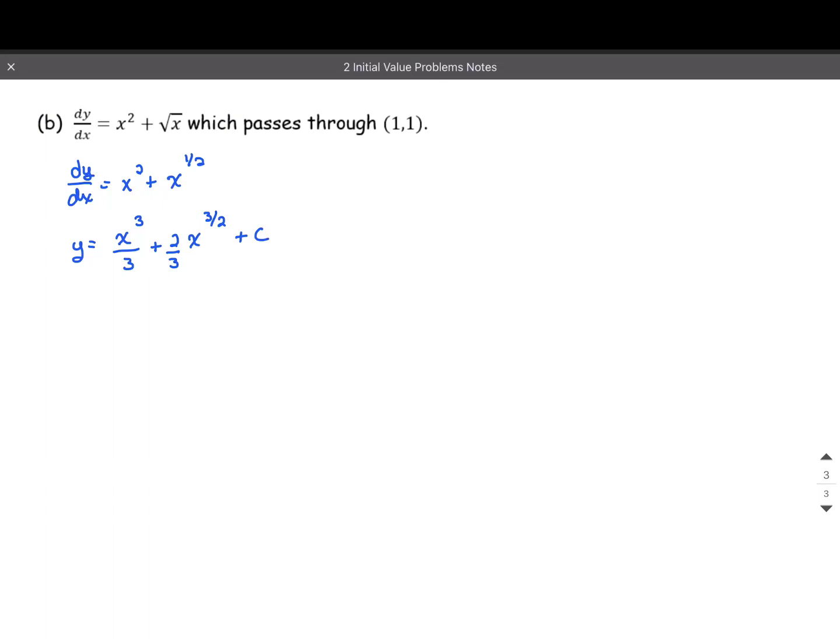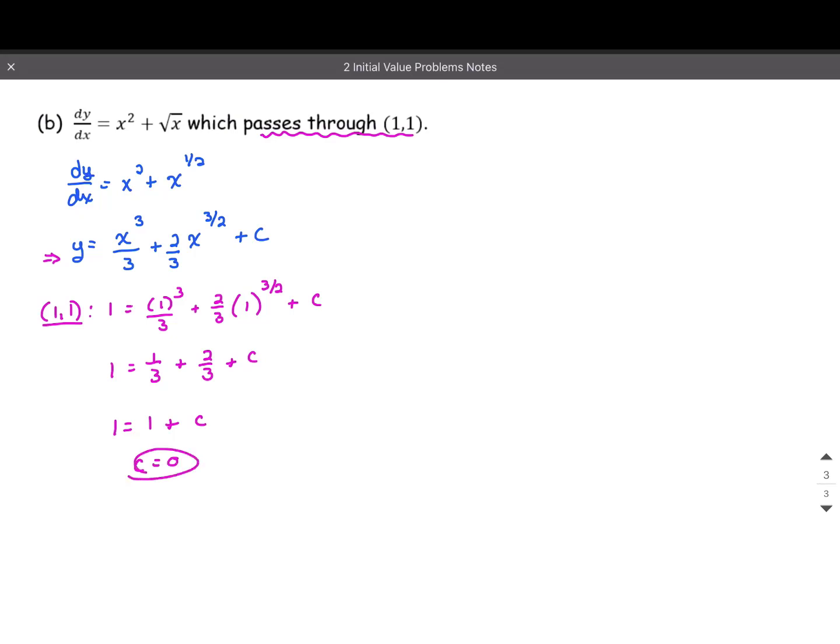All right. We also know that we want the particular solution that passes through the point (1, 1). So when we substitute that into our general antiderivative, we're going to have y is 1 equals x is 1 cubed over 3 plus 2/3 times 1 to the 3/2 plus c. So that's 1 equals 1 to the 3rd is 1 over 3 plus 2/3. Now 1 to the 3/2 is just 1, so we're good there. Plus c. But what's 1/3 plus 2/3? That's 3/3 or 1. So that means that our c is 0.